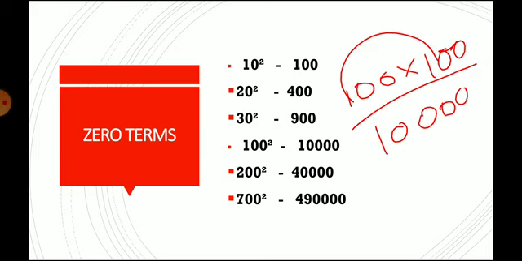Then 200 square is 40,000. Then 700 square is 490,000, right?